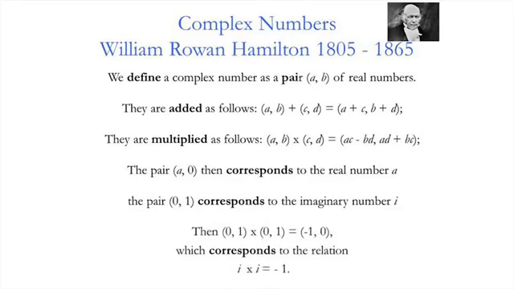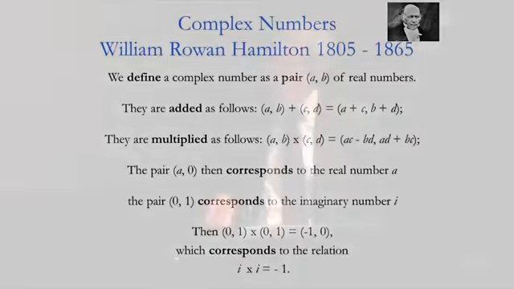Because if you take this pair (0, 1) times (0, 1) and apply this rule for multiplication, what you get is that the first entry here is -1 and the second entry here is 0. So with the correspondence, we can write that as i times i is -1. All I want to convince you about is that you don't have to use the symbol i. You can recast all of complex analysis, if you want, in terms of these pairs of real numbers using this notion of multiplication and this notion of addition.